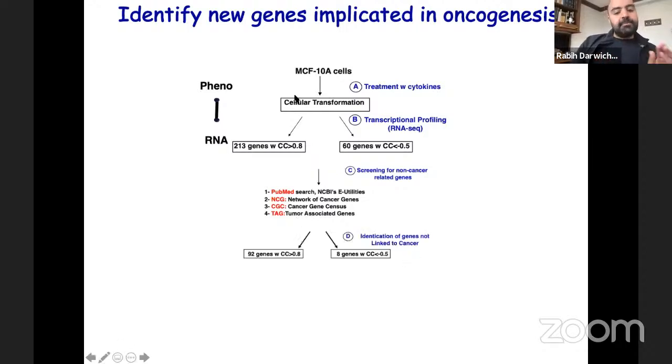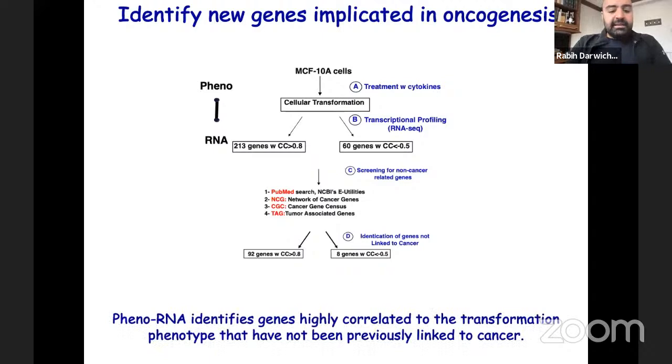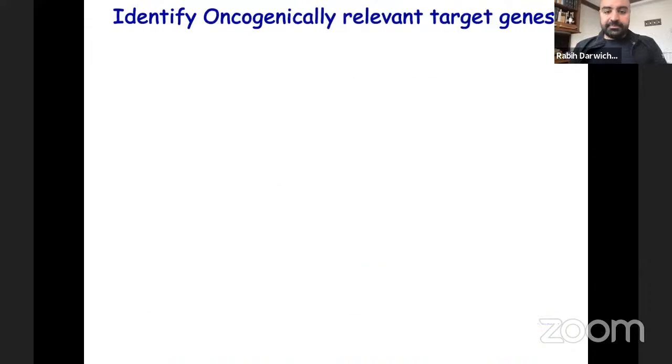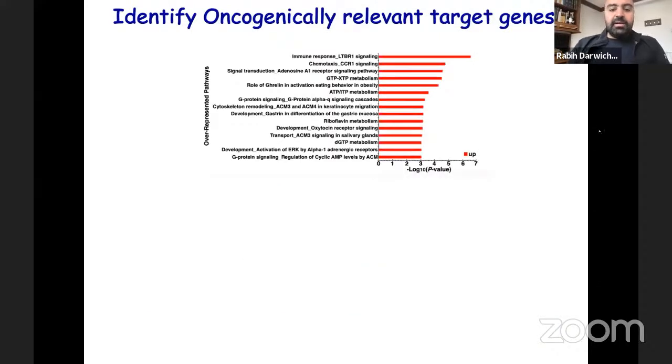And from this, I obtained around 90 genes that are very strongly important to transformation, but were never studied before in the cancer field. And these 90 candidate genes are of high importance, and they will be studied further. So the pheno-RNA identified genes that are highly correlated to the transformation phenotype, but have never been previously linked to cancer.